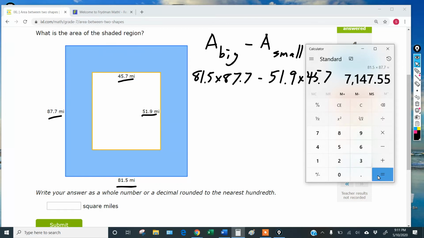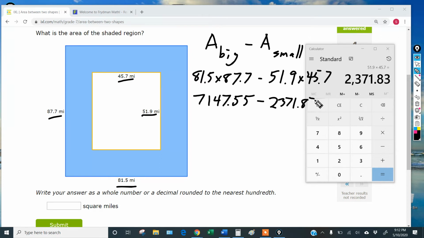So I'm going to get 7,147.55 minus 2,371.83. Okay, and then let's subtract. Okay, and there's our answer.